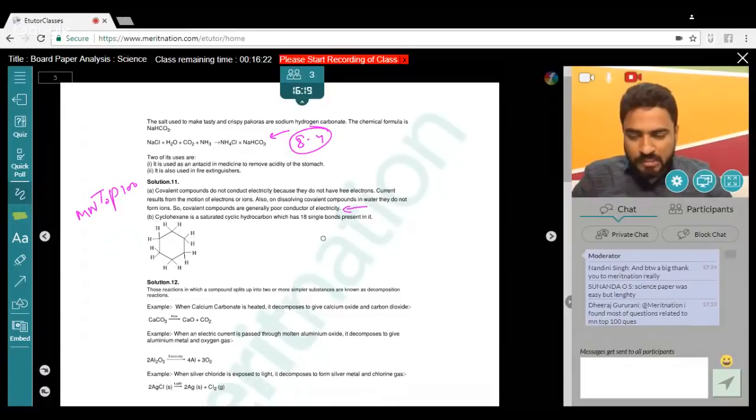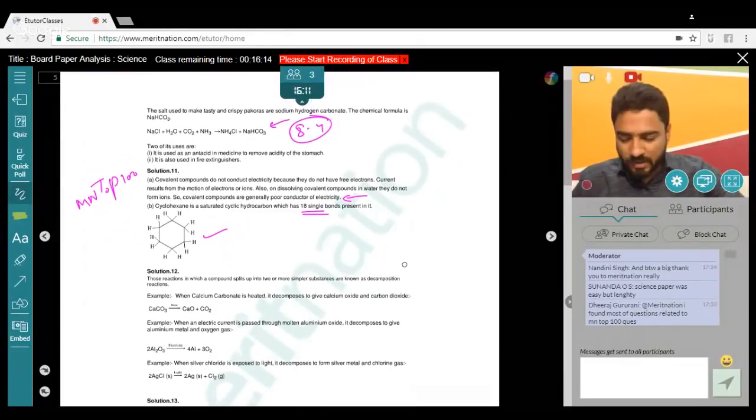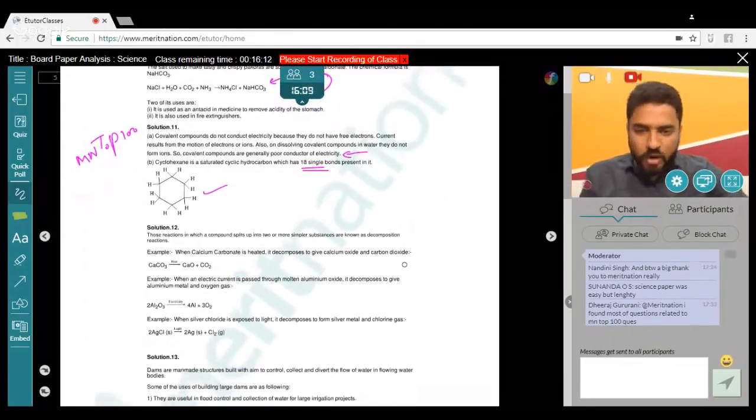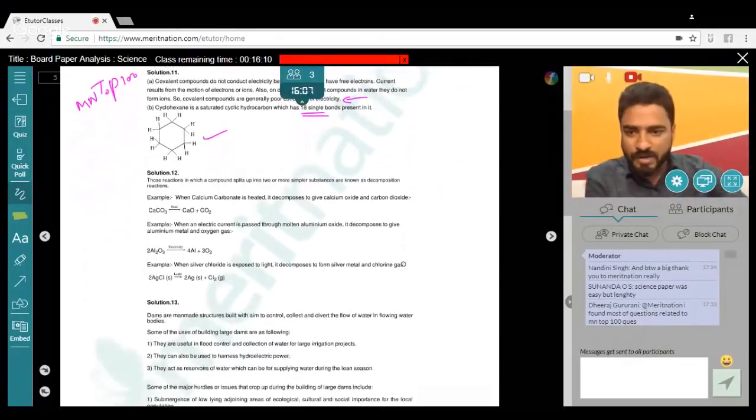The B part of this question, if you have given this particular example, you would have seen that there are 18 single bonds present in it. That was the answer for the 11th question, B part. Okay, moving on to the next question, that is question number 12. Direct question again from your NCERT. These reactions are present in your NCERT.